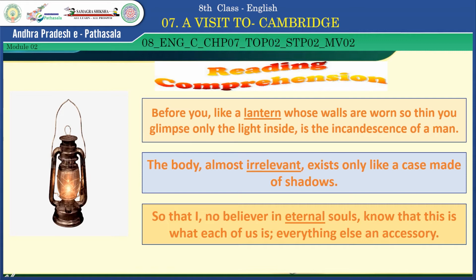Children, when the writer observed Hawking, he felt that he was a mere man made of bones, out of which we can see the light, and the outside skin and all appears like a wall. And he feels a philosophical thought when he observed him. He says that this is what human life is. It's nothing much. The body is only an accessory, and he could find the light from his body. Children, now we'll see the meaning of difficult words.